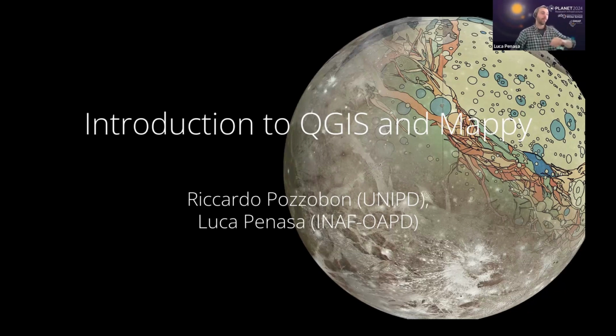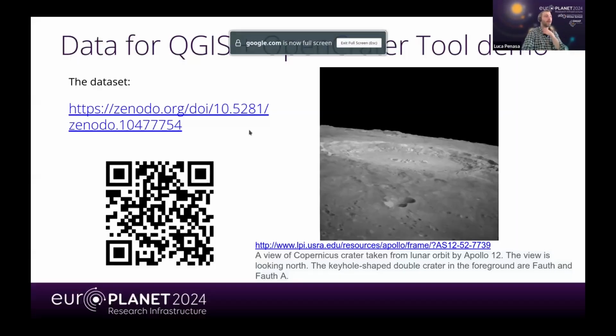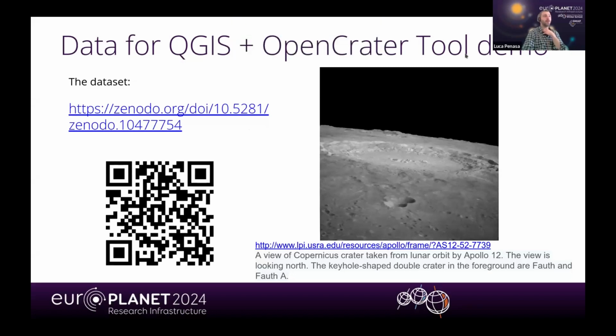And well, let's start. There is a little bit of an introduction here. The first point is that if you haven't downloaded the dataset, use this time while we do the presentation to download the dataset you are going to use. It is a tile of the Copernicus crater, a little piece of the moon surface, and Riccardo will say something more on the target later probably, but anyway, just be sure to have the data.